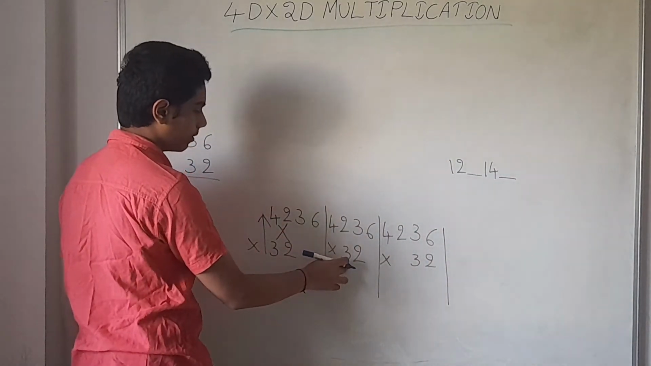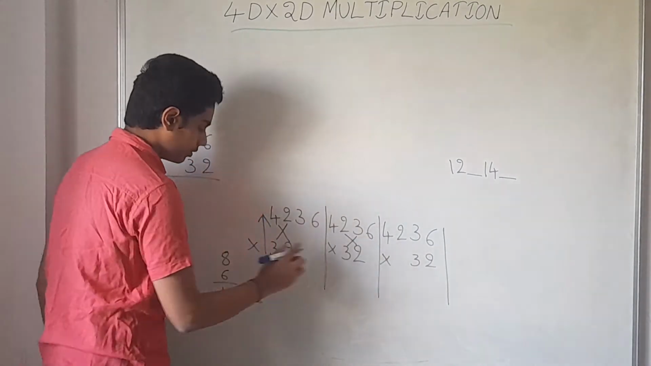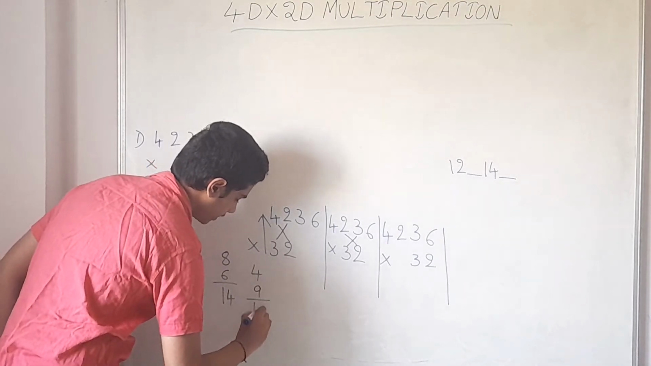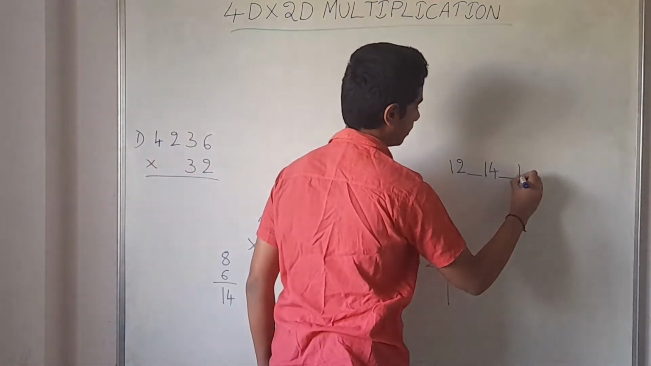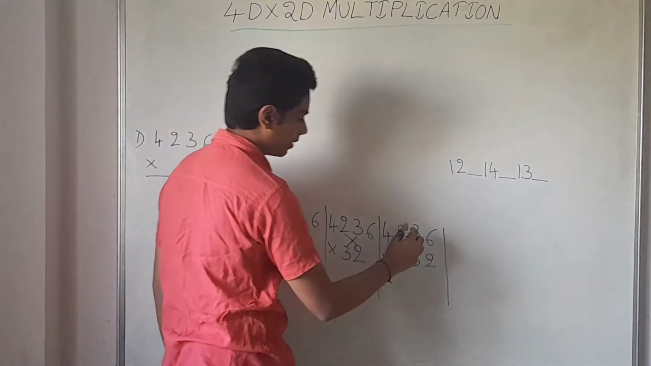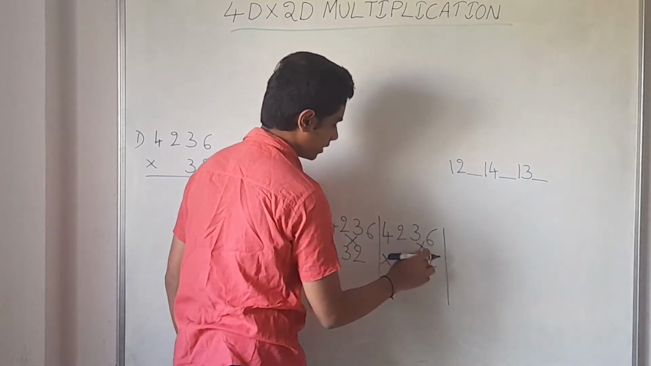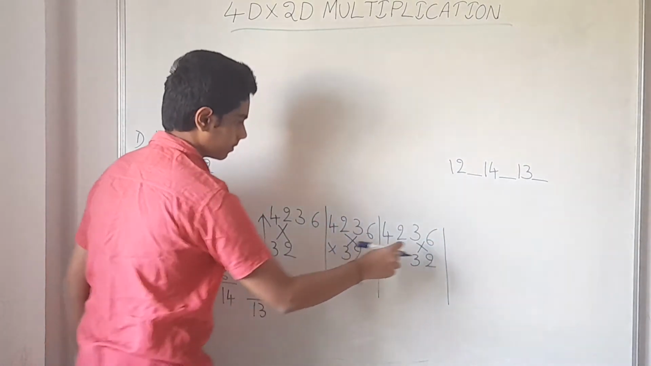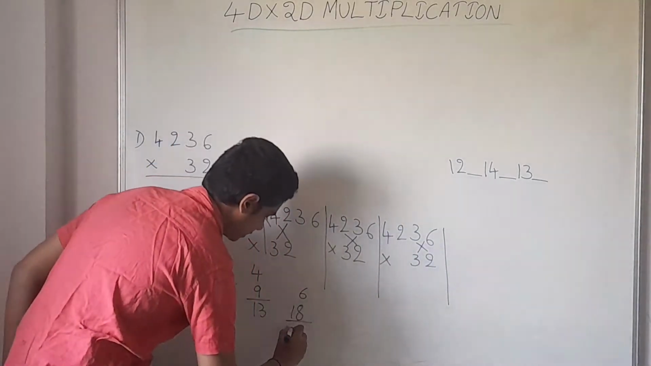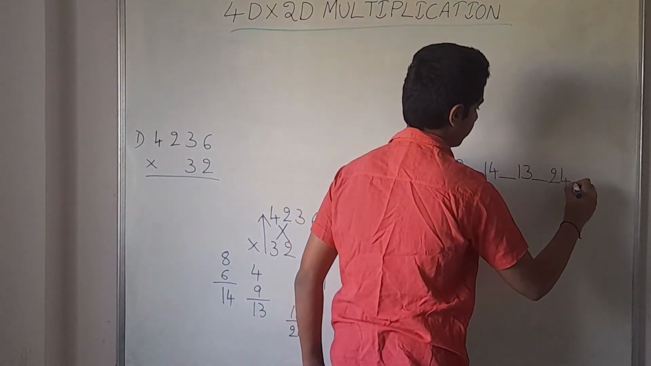Now come to the second row and multiply 2 into 2 plus 3 into 3. 2 into 2 is 4. 3 into 3 is 9. 9 plus 4, 13. So write 13 and draw a dash. Come to the third row and first you should multiply 3 into 2 plus 6 into 3. 3 into 2 is 6. 6 into 3 is 18. 18 plus 6 is 24. So write 24 and keep a dash.